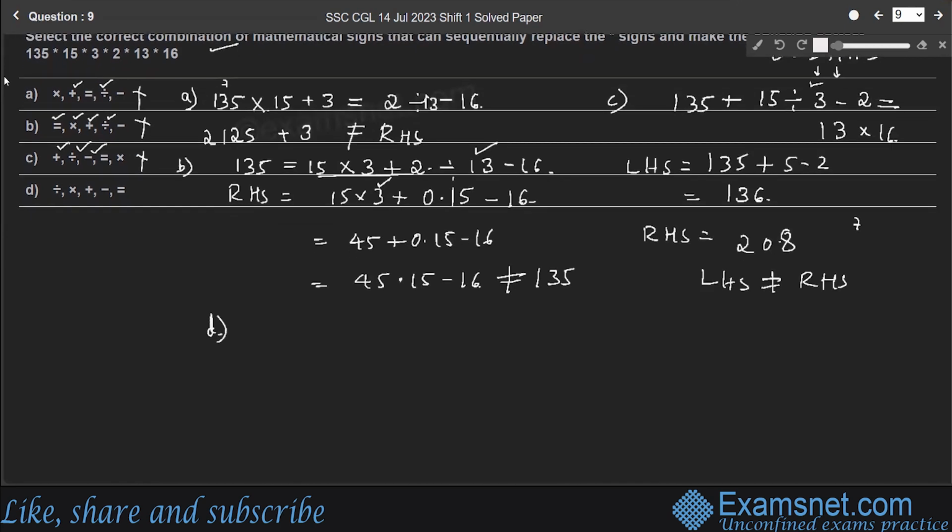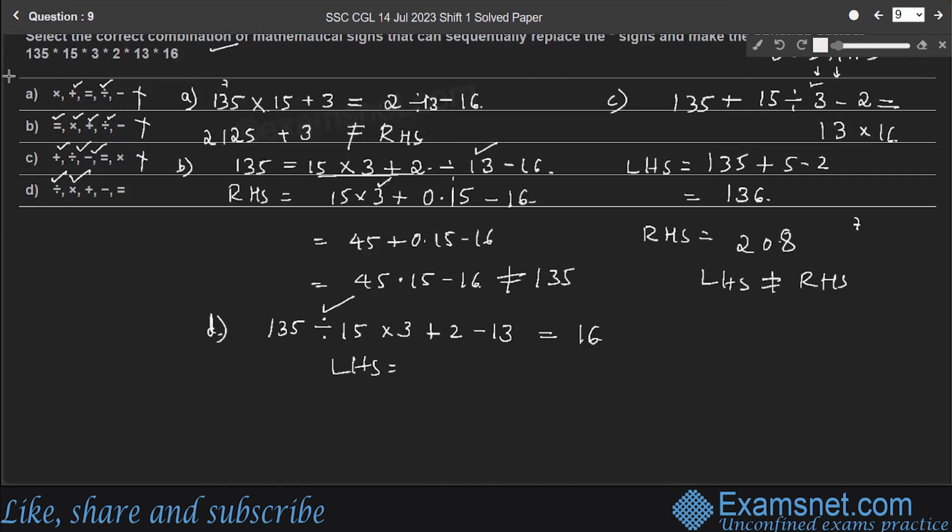Let us verify it. So in place of the first asterisk, let us put the division sign. 135 divided by 15 into 3 plus 2 minus 13, right? This should be equal to 16, right? 13 is equal to 16. So we'll consider the LHS part.